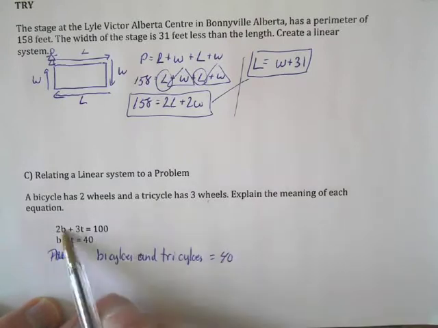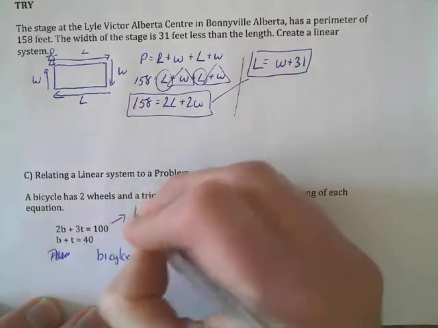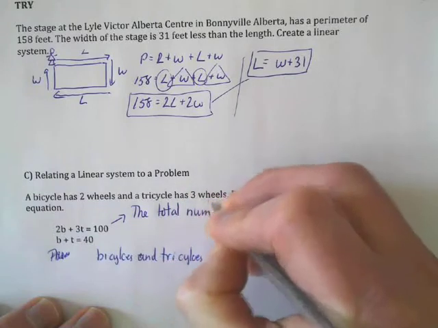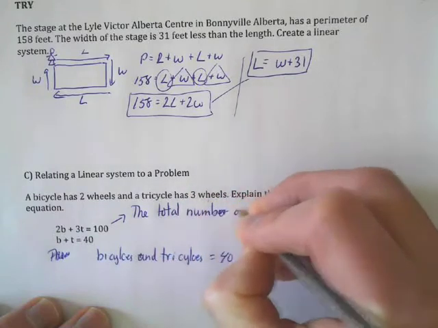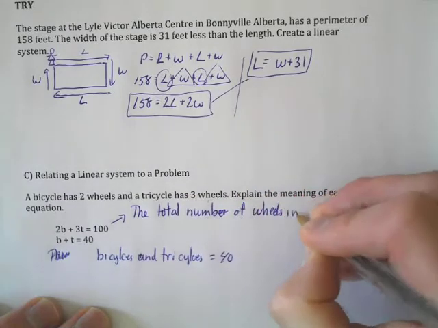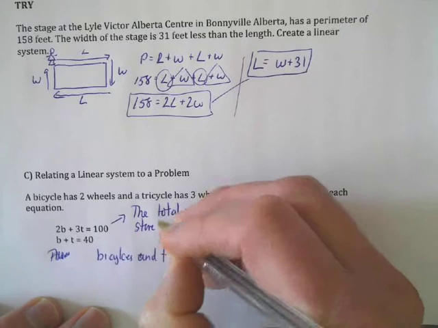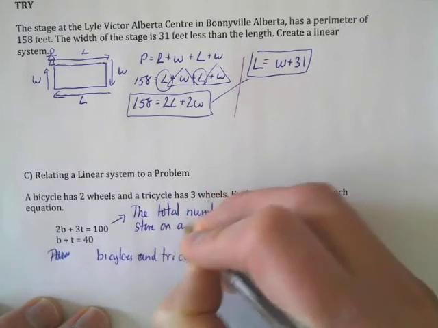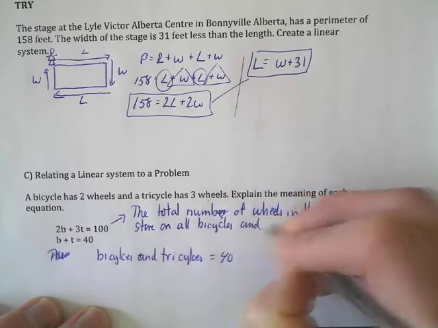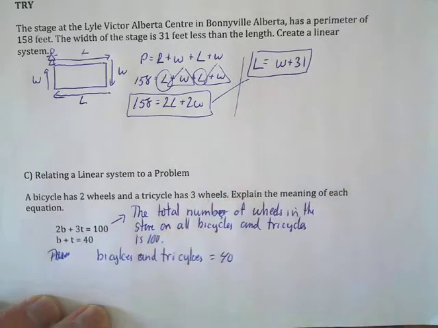Then it says 2B plus 3T equals 100, and they're talking about wheels. So that tells me the total number of wheels in the store on all bicycles and tricycles is 100. So that's all I have to do.